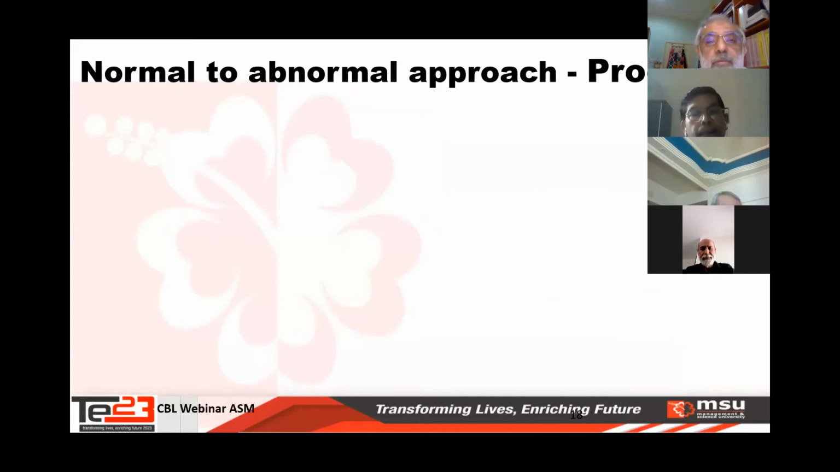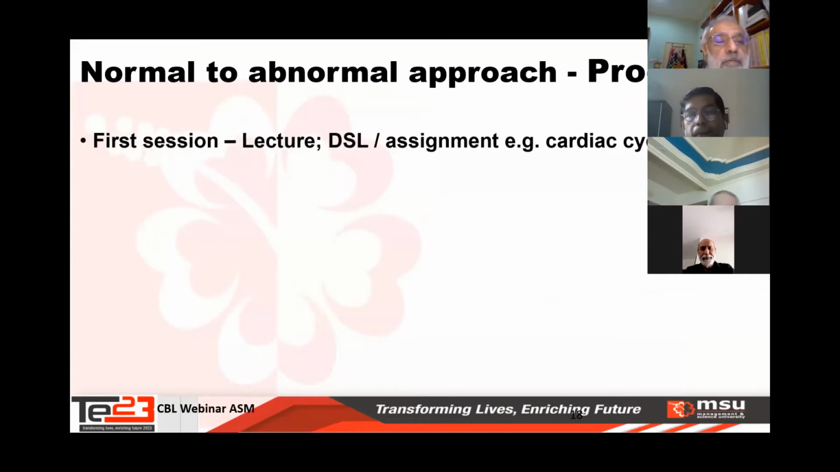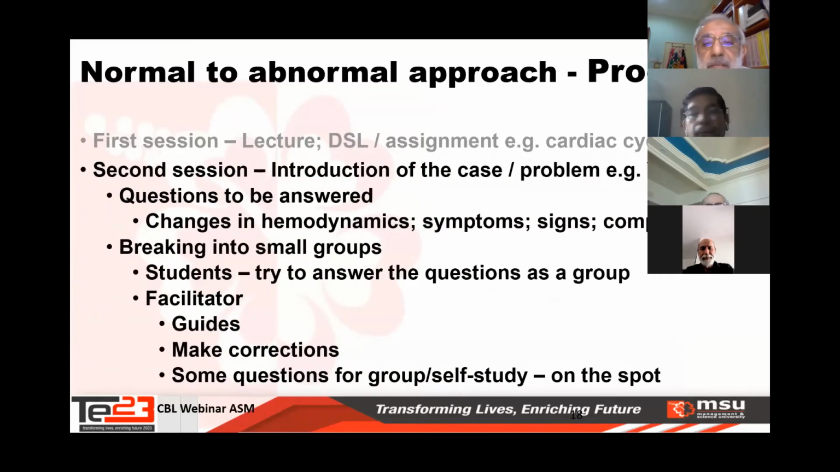Now the process which takes place during this normal to abnormal approach. First, in the first session, there is a lecture, or there is a directed self-learning, or there is an assignment. In the second session, there is the introduction to a case, meaning a variation of the previously acquired case. And in this situation, we just discussed VSD. And then the questions to be answered: what would be the changes in hemodynamics? And that can lead to what kind of symptoms, signs, or complications.